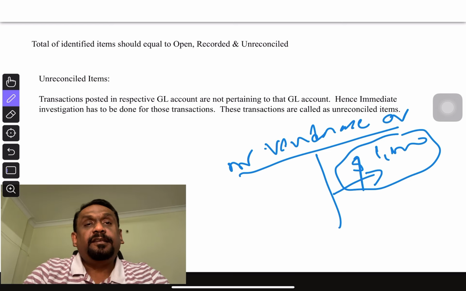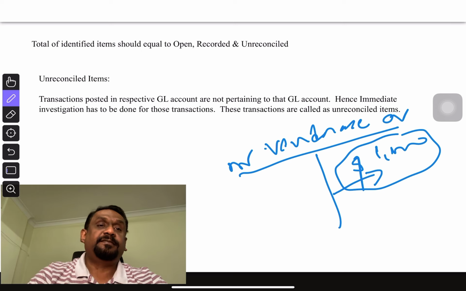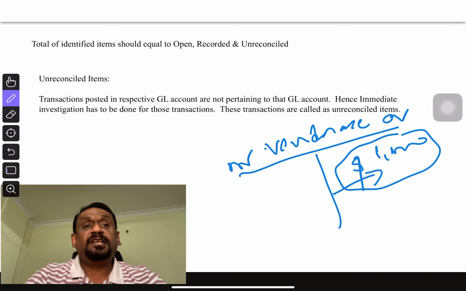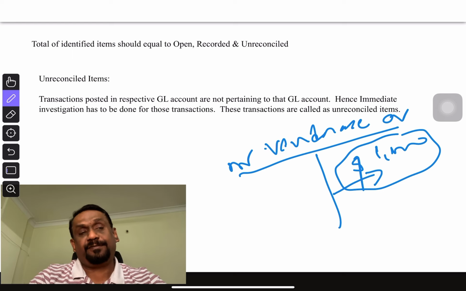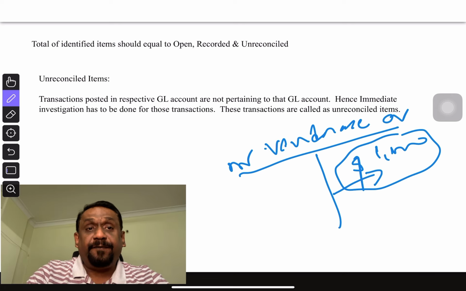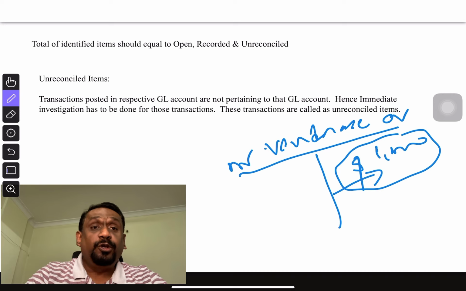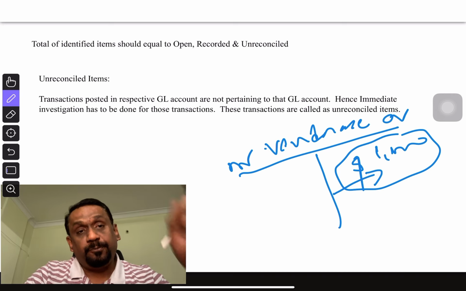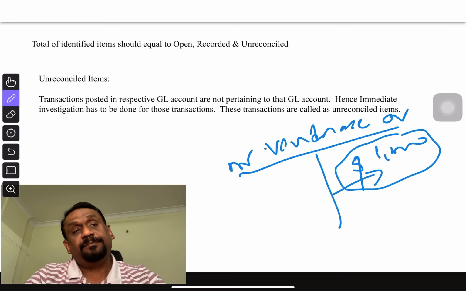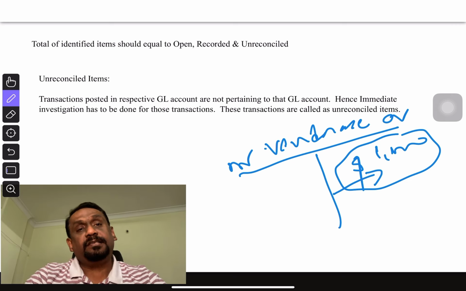So what do you treat that? You need to start investigating that $1,000. Why is this transaction posted in this supplier account? You need to start investigating to identify the right supplier account for this invoice. And you need to rectify this in this supplier account and repost it to the right supplier account. Right? So these kinds of transactions are called unreconciled.